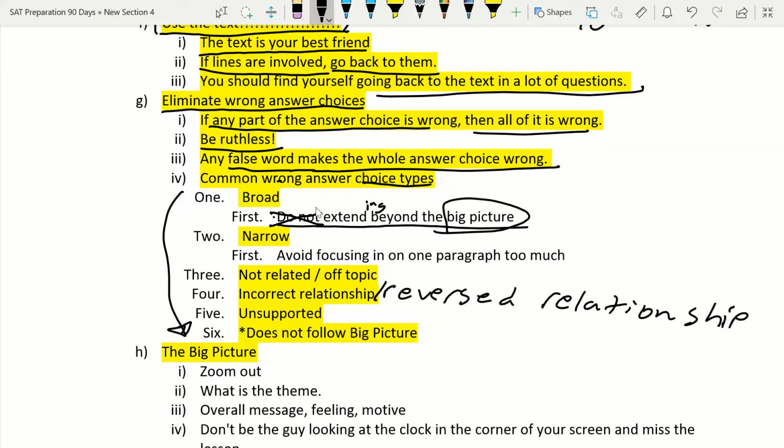All right, so the next type of incorrect answer choice you'll see on the SAT reading section is an unsupported answer choice. This is kind of vague and kind of general, I'll acknowledge that. But it's any answer choice that can't be supported by the text. Any answer choice that can't be supported by the text needs to be eliminated.